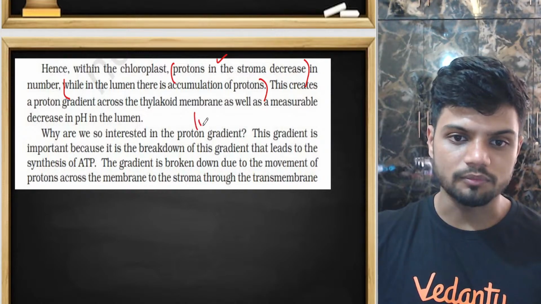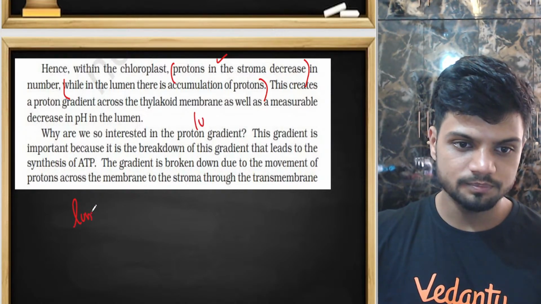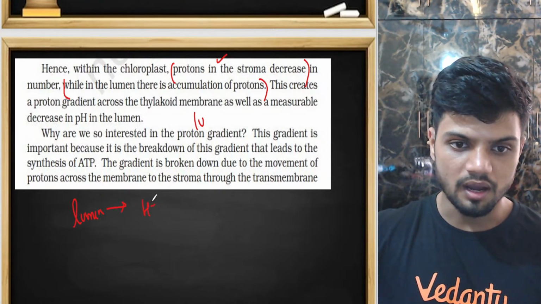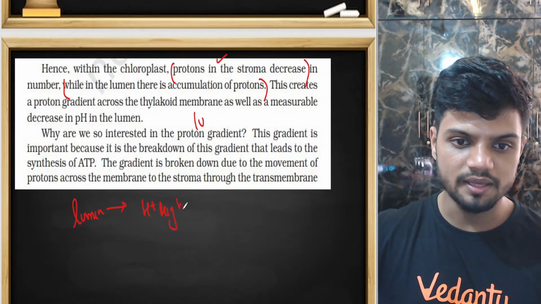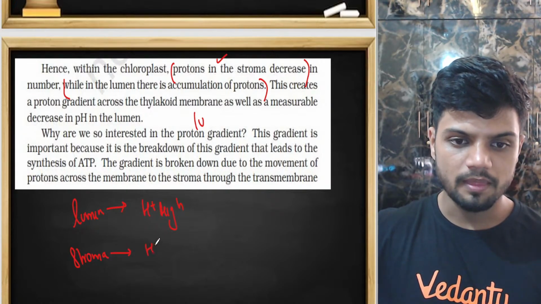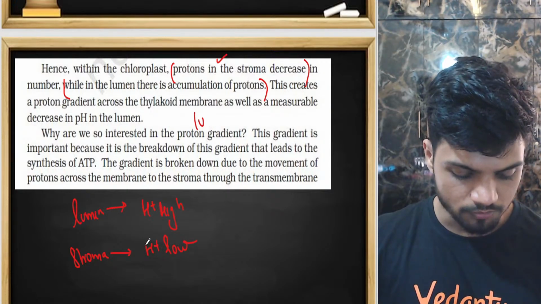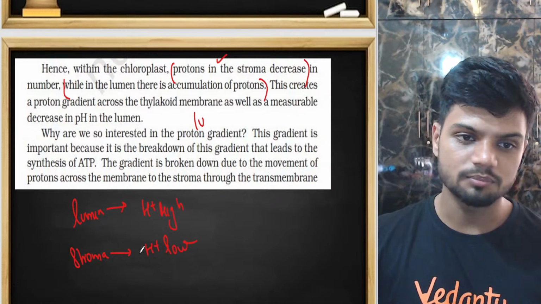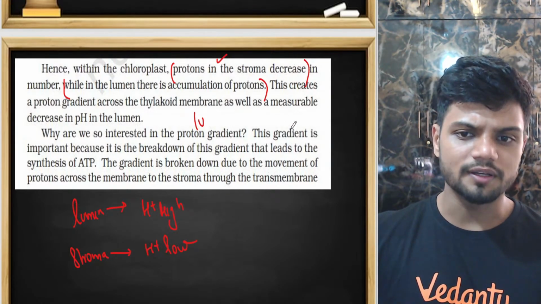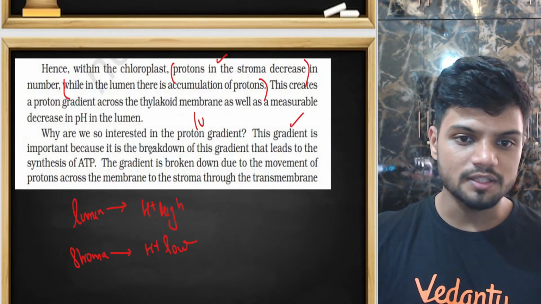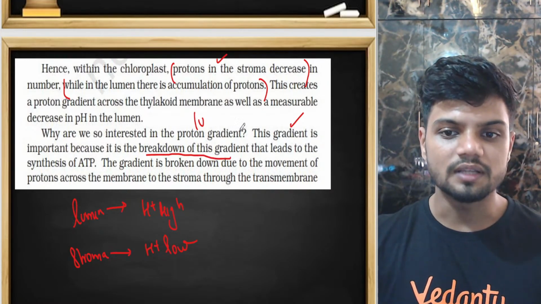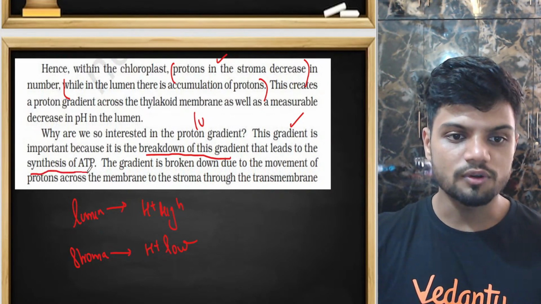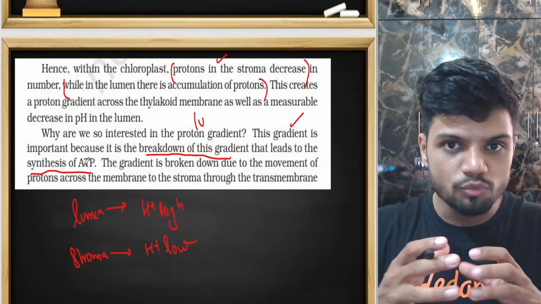So inside the lumen, H+ is high, and inside the stroma, H+ is what? Very low. Exactly, simple. Now, why are we studying the proton gradient? This gradient is important because it is the breakdown of this gradient that leads to the synthesis of ATP. So, for ATP to be formed, this gradient has to break down.